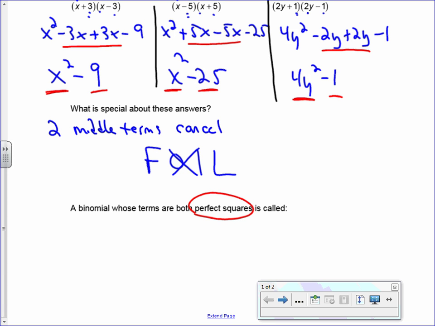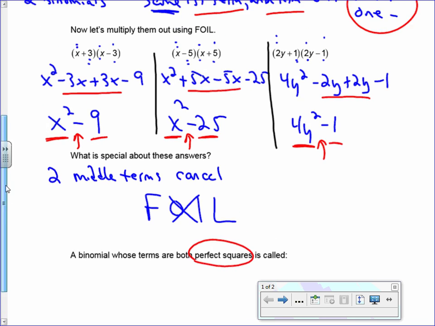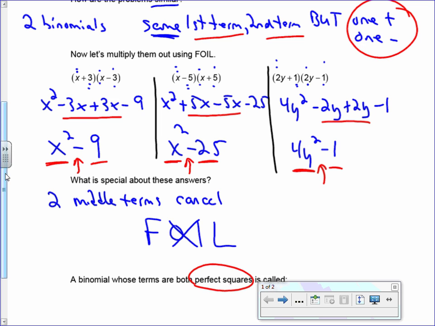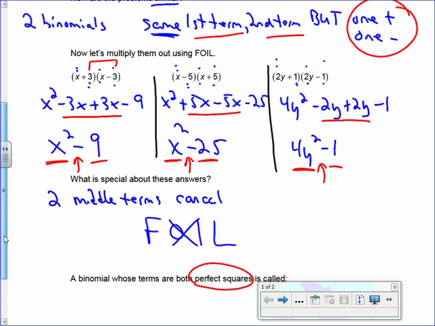1, 4, 9, 16, 25, 36, 49, all the way up to 121. And you'll also notice that the sign in between the two of them, every single time, is a minus. Every single time. And that happens because we're always going to be multiplying a positive times a negative, all right?